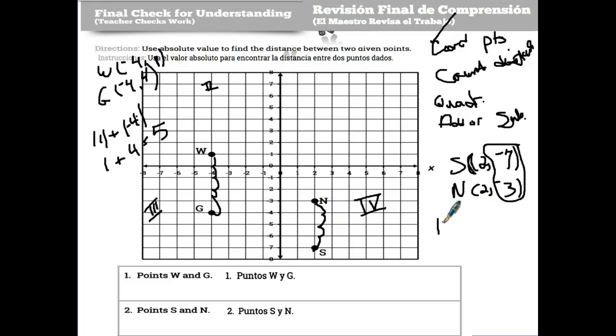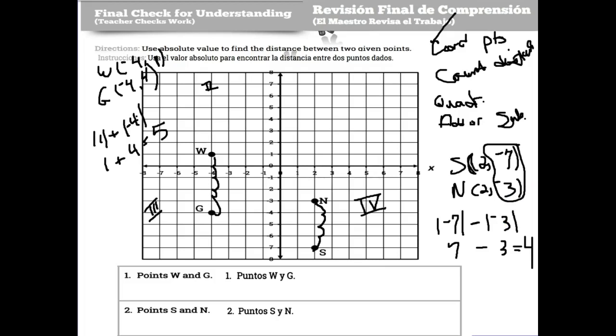So now I'm going to take the absolute value of -7. And because they're both in the same quadrant, I'm going to subtract the absolute value of -3. Well, the absolute value of -7 is 7. The absolute value of -3 is 3. And I'm subtracting. 7 subtract 3 is 4. So again, I confirmed the distance that I counted with finding the distance using absolute value.